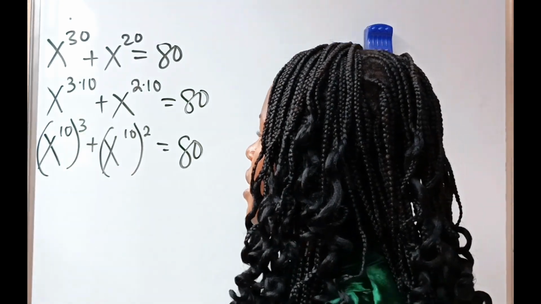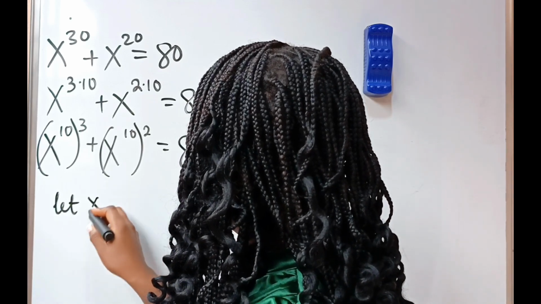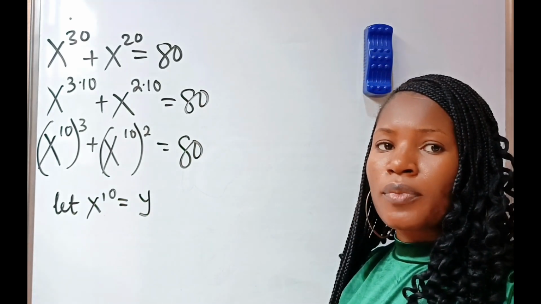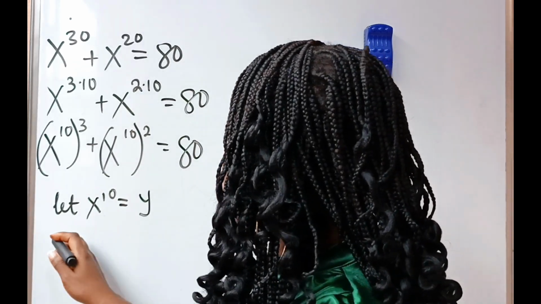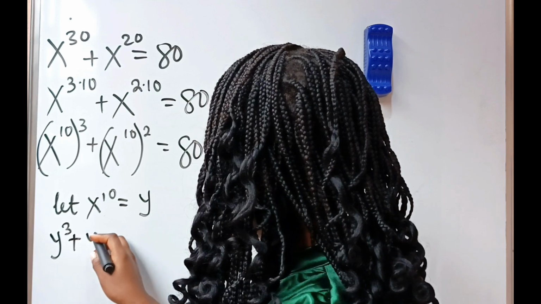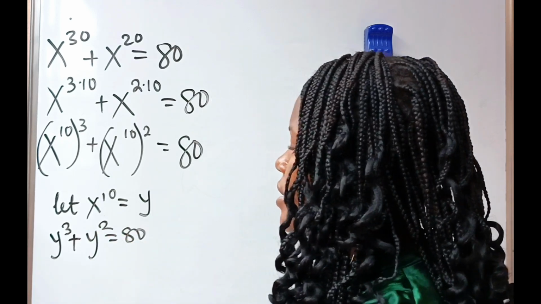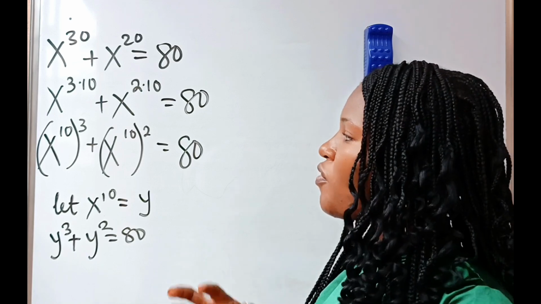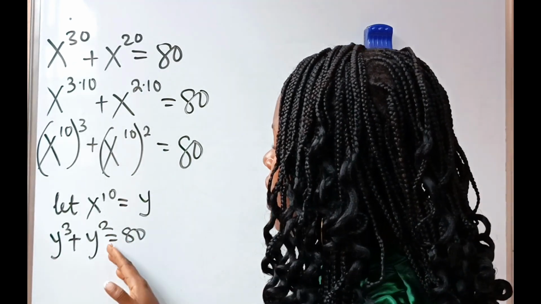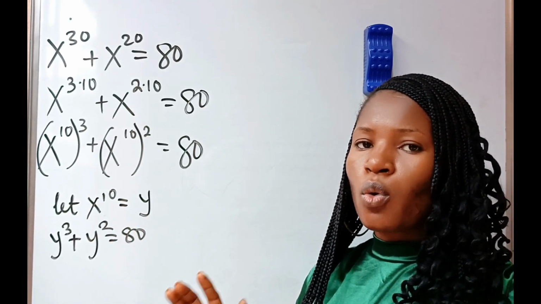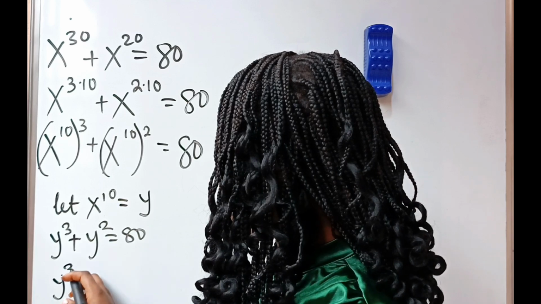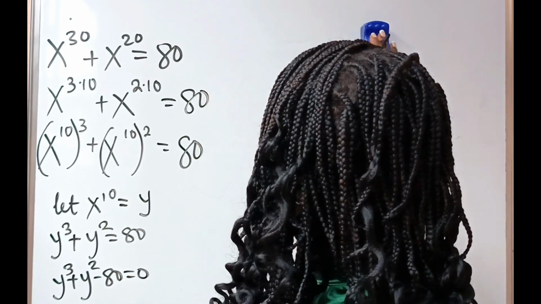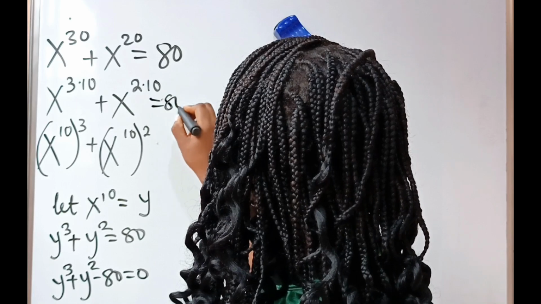Now since we have the same thing here and here, we can say let x to the power of 10 be equal to y. So if we call this y, that simply means that we're going to have y to the power of 3 plus y squared is equal to 80. Now if you look closely, notice that we just formed a cubic equation. Since we formed a cubic equation, let's bring this in and equate the whole thing to 0. So we have y to the power of 3 plus y squared minus 80 is equal to 0. So this is what we'll be working with now.